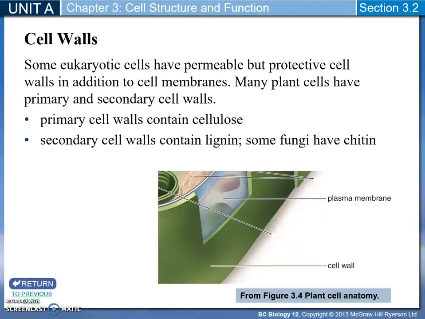The cell wall: some eukaryotic cells have permeable but protective cell walls in addition to cell membranes, and many plant cells have primary and secondary cell walls. The primary cell walls usually contain cellulose, and the secondary cell walls often contain lignin, and some fungi have chitin as a material for the secondary cell wall.